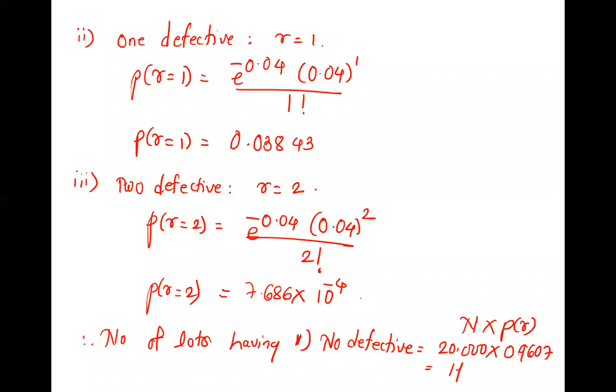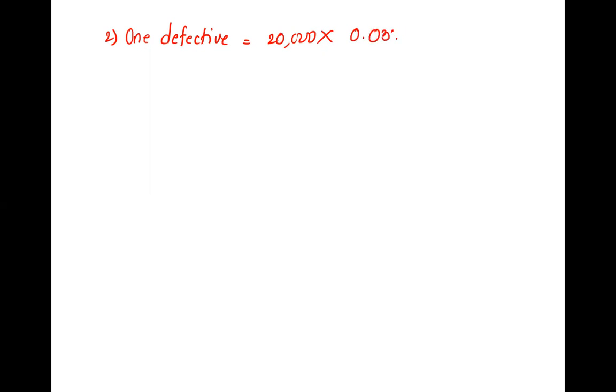It is 19,214 tires, which means there are this many lots with no defective tires. Second, one defective: N, so 20,000 into the probability of R is 1, which was 0.03843. Find this.